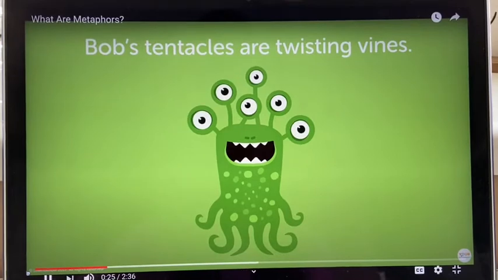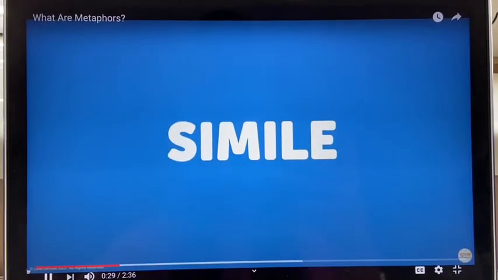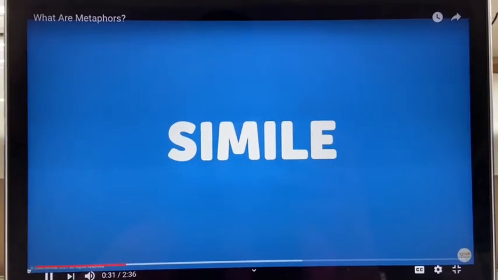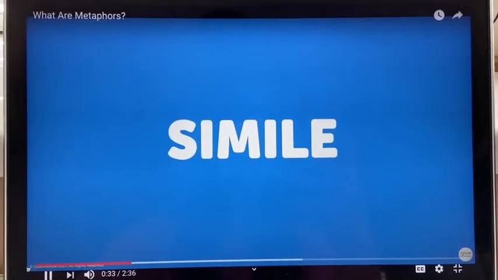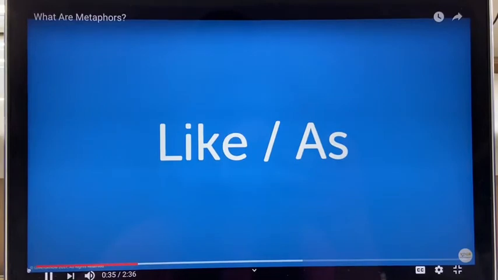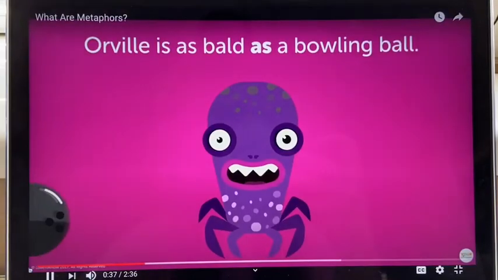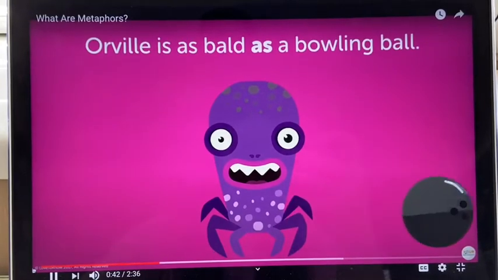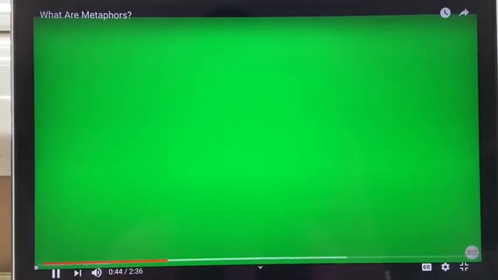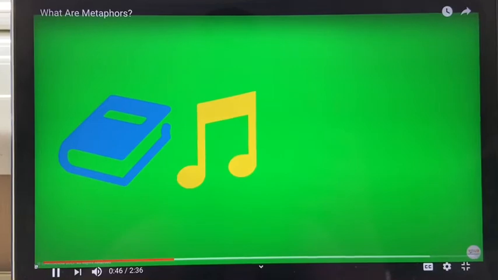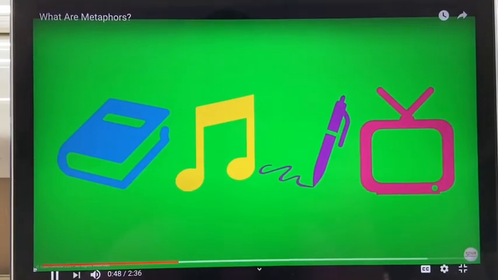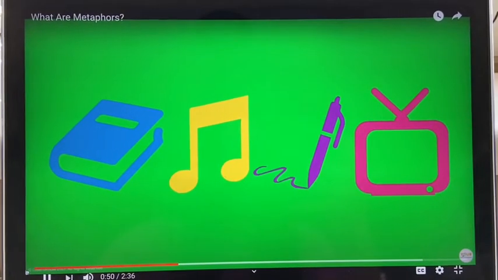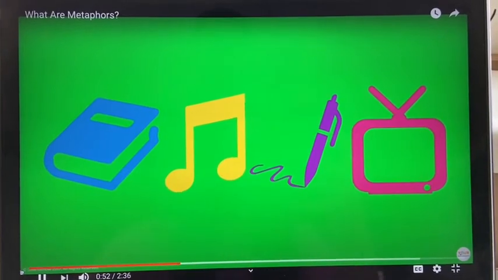Often, people get metaphors confused with a similar figure of speech, the simile. A simile makes a comparison between two different things using like or as. An example of a simile is, Orville is as bald as a bowling ball. Metaphors are commonly used in literature, music, poetry, and popular culture to add vivid descriptions, imagery, and emphasis to language.